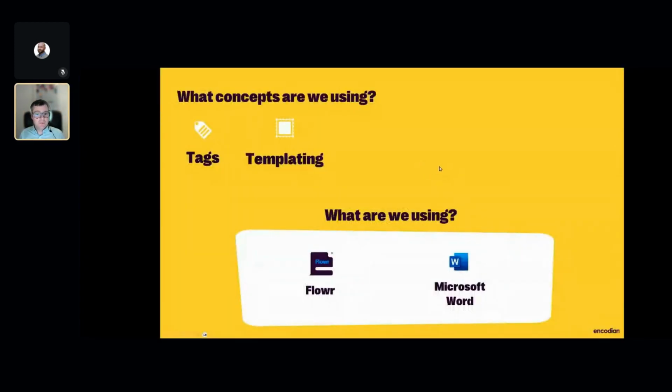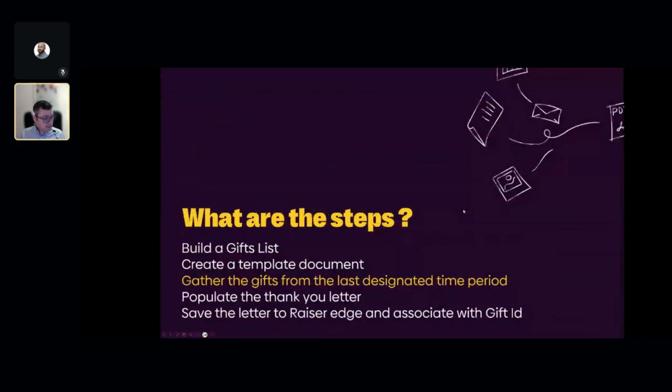So what we've done is we've gone and created our letter in Word, we've used tags, and we've done templating. Flow is what we're going to use later inside of our flow to populate those tags. So our next stage is to now go and gather the gifts from the last designated time period.